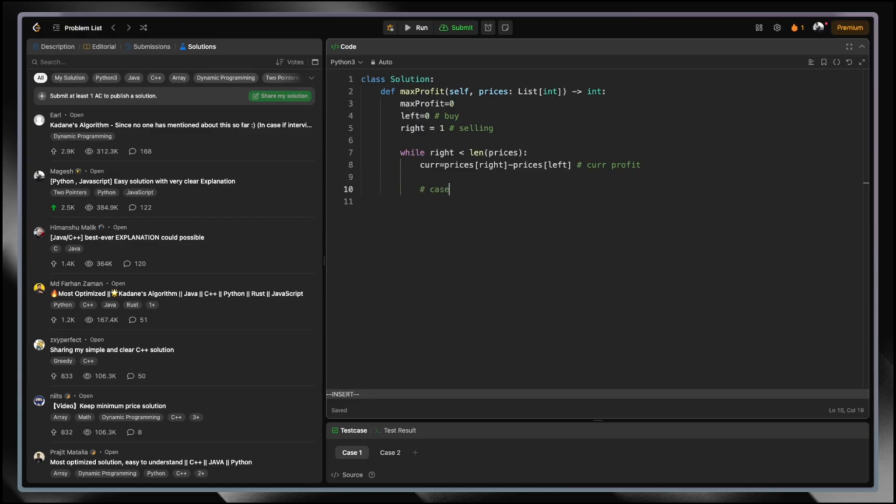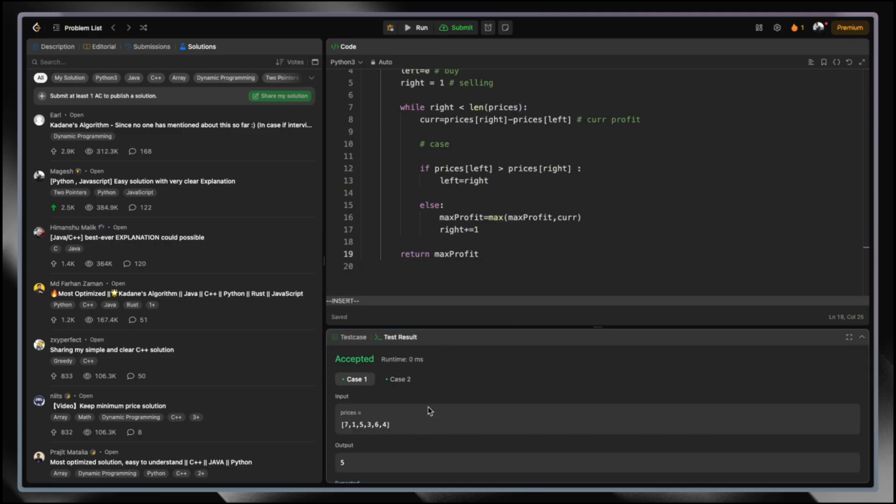Now the case one, as we discussed: if prices of left is greater than prices of right, we move the left pointer to the right place. And case 2 is going to be simple. I just update the max profit. So max profit is going to be the max of max profit itself and the current profit, and we move the right pointer one position ahead. Am I right? This is the case 2 position. Now let's quickly run this solution. Yeah, it passed the test cases.